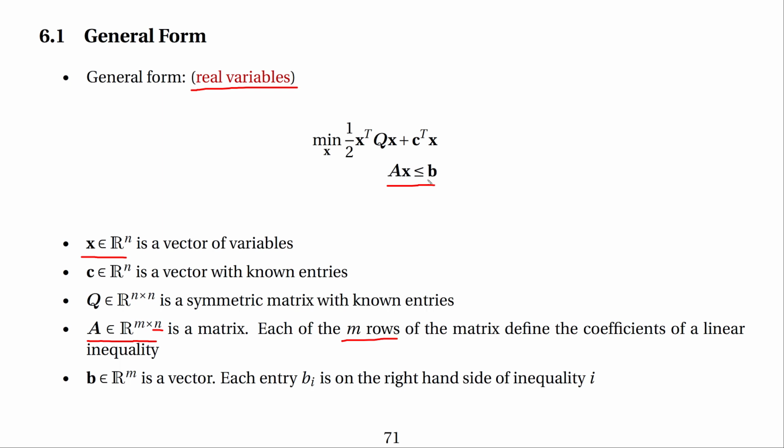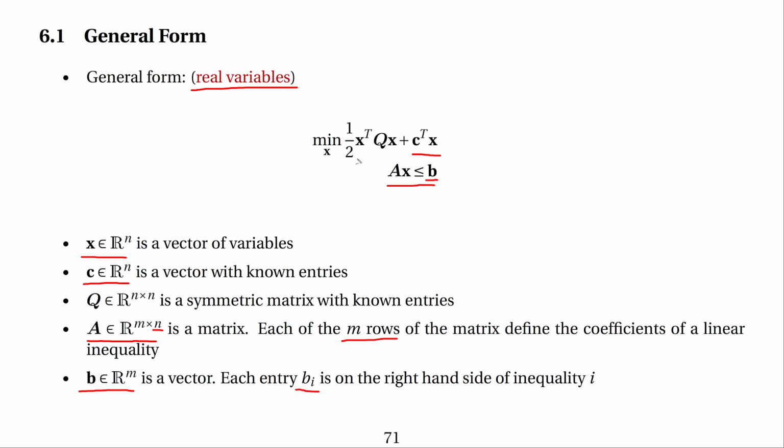On the right-hand side of these linear inequalities, we have the vector b, and b is an element of Rm, so b has m components, and each component bi is the right-hand side of one inequality. So the ith component of b is the right-hand side of the ith inequality. From linear programming, we are used to this term c transpose x, and that is a linear part that still remains. c is an element of Rn, a vector of coefficients of known entries, and each component of the vector c corresponds to one component of the vector x and is the linear weight of that component.